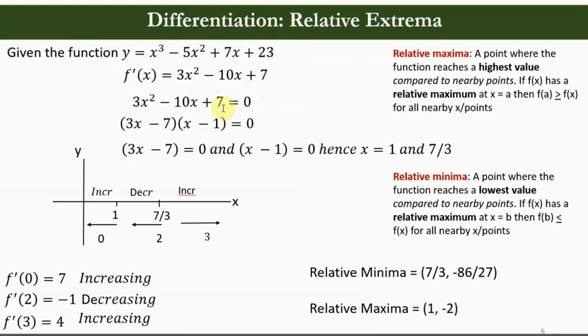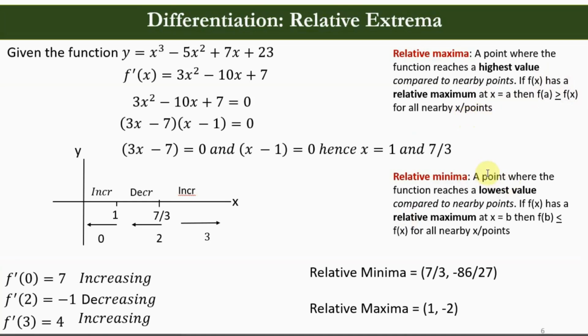So if these terms over here are equated to 0, and we make x the subject, we are going to get the values of x to be 1 and 7 over 3. This is just to show how it is going to be illustrated on the graph, right? So we have what is called a relative extrema. Relative maxima: a point where the function reaches a highest value compared to nearby points. If f of x has a relative maximum at x equal to a, then f of a is greater than f of x for all nearby x points.